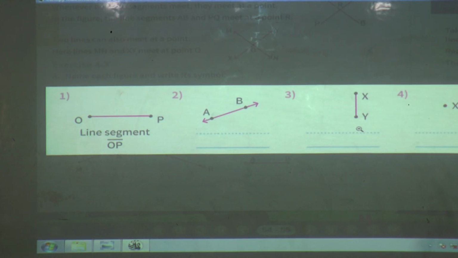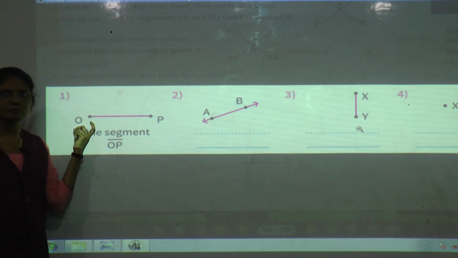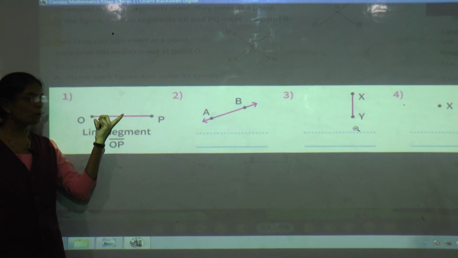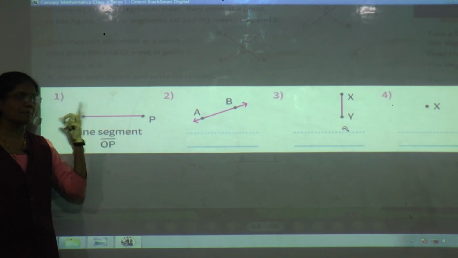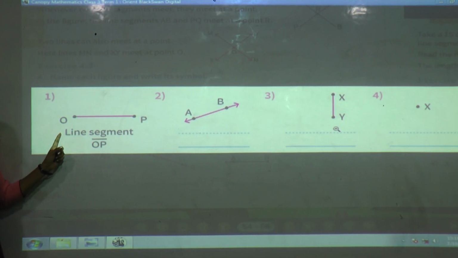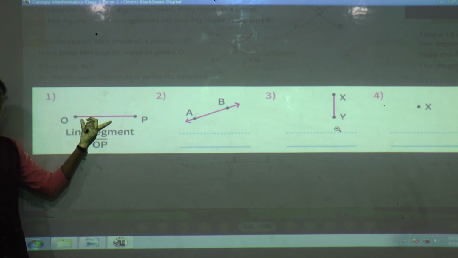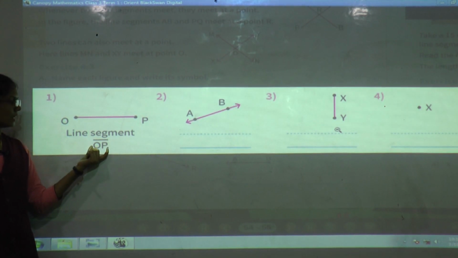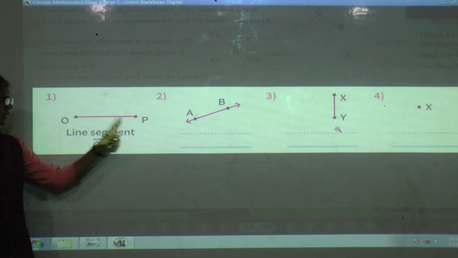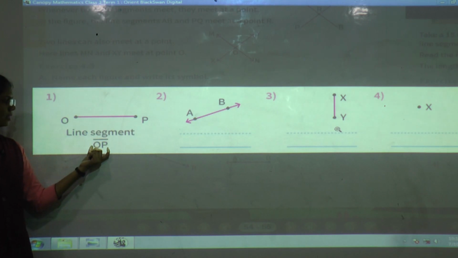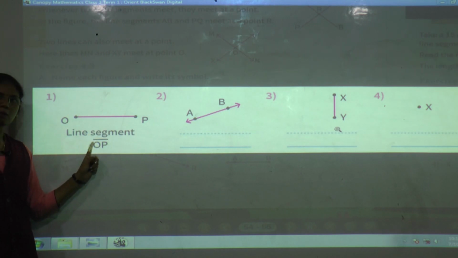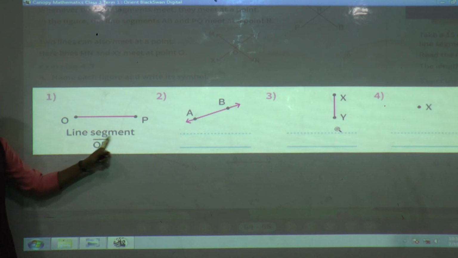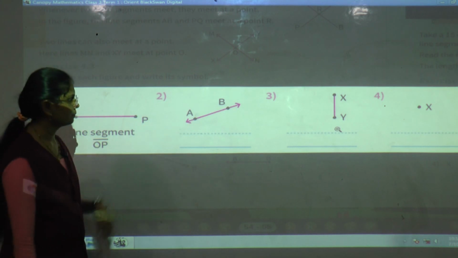Can you see this? Okay. See the first one. OP. What is this OP? Yes, OP is a line segment. So how can we write the name? Line segment. Why? Because this is a line segment. With the help of its symbol, we have to write its name. What is the name? OP. And at the top of the OP, we should give its symbol, like line segment OP. In this way, we can read it. Line segment OP.